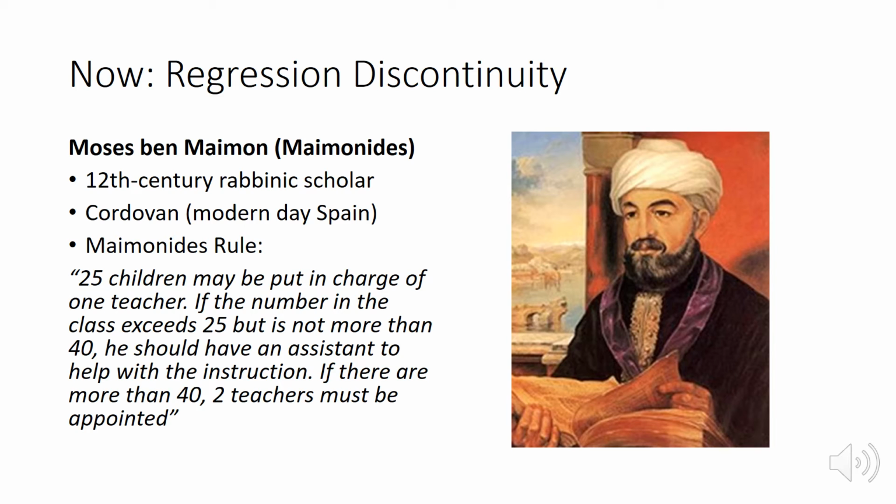It says in his writings that according to the Talmud, 25 children may be put in charge of one teacher. If the number of the class exceeds 25 but is less than 40, you should have a teacher's assistant. If there are more than 40 students, you should have more than one teacher.